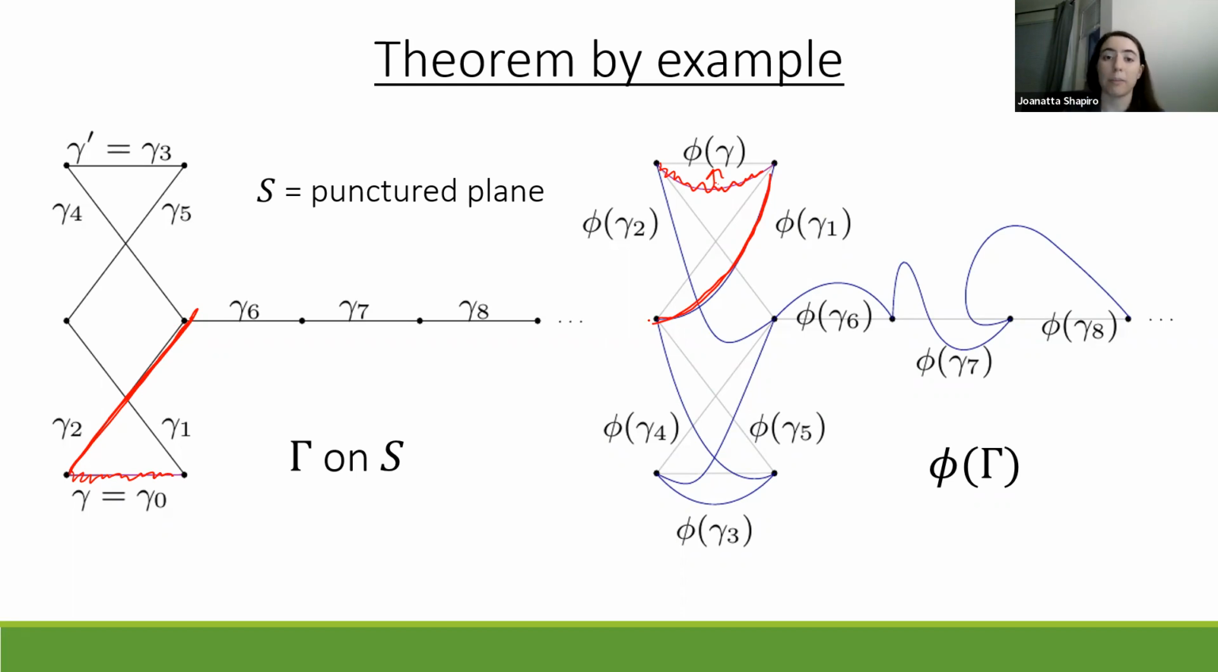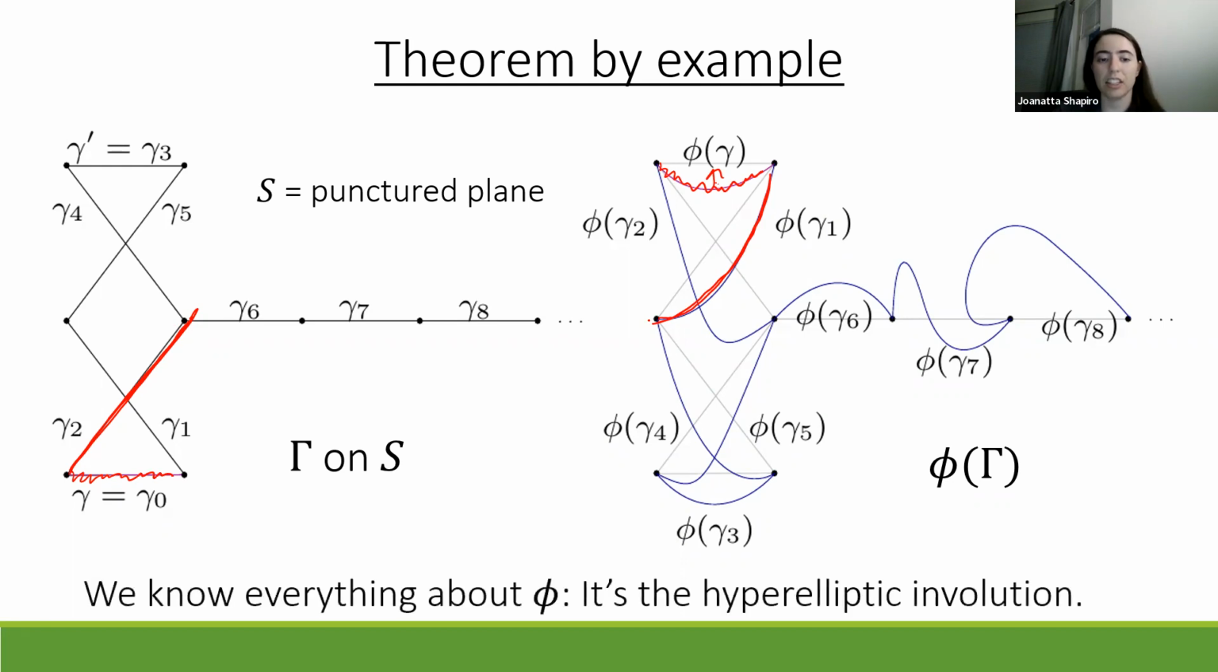What the Alexander method states is that if we actually know everything about phi, it is the hyperelliptic involution. It is the mapping class that flips the plane upside down, because the mapping class is completely determined by how phi acts on the curves.